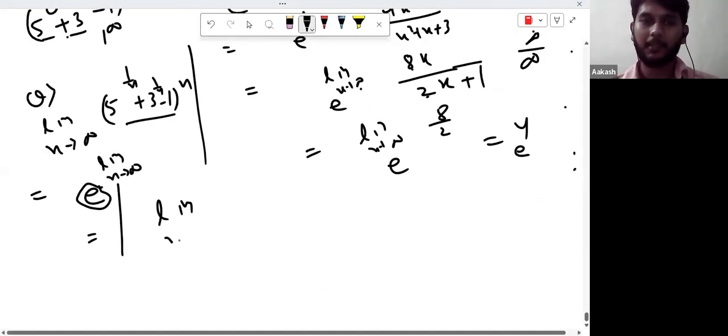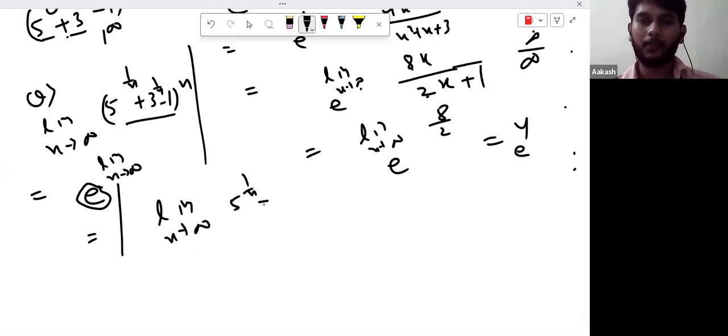We have limit n tending to infinity of 5 to the power 1 upon n plus 3 to the power 1 upon n minus 1, times n. So f of x minus 1 is 1, into n. This is clear?